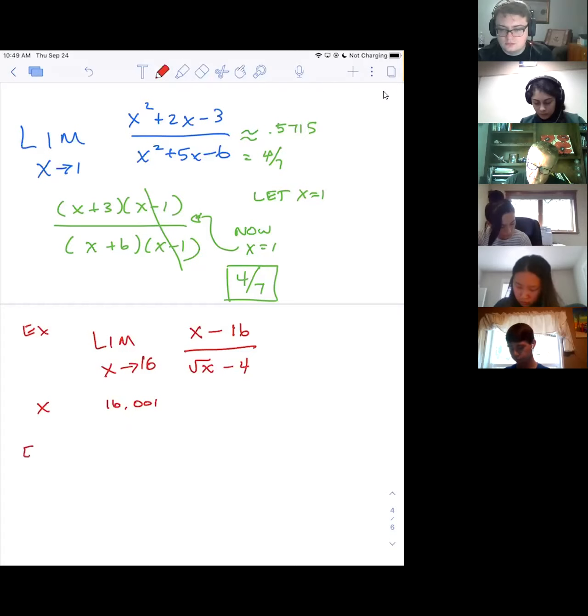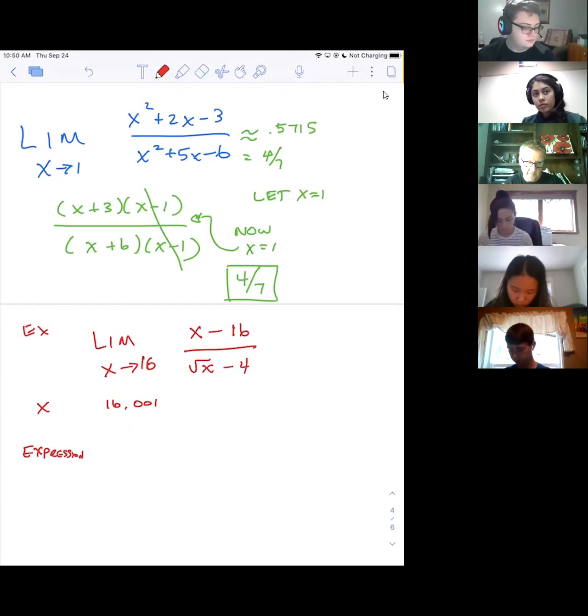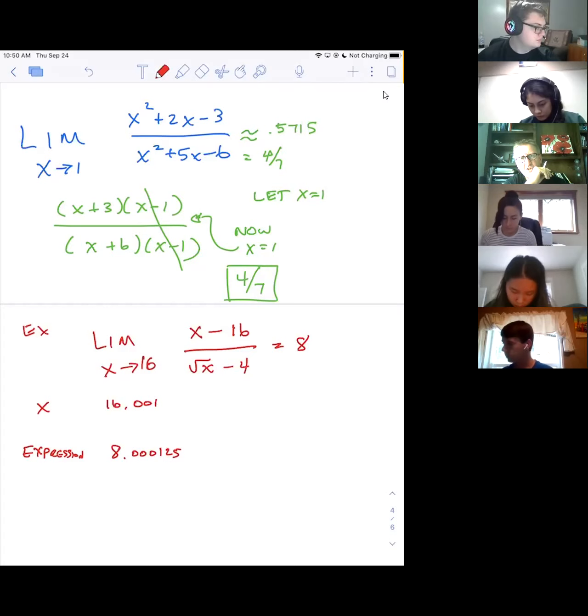And this time I'm going to write the expression. What do I get when I put 16.001 in? I'm just going to type it in this time: 16.001 minus 16 on the top, divided by the square root of 16.001 minus 4. When I did that, I got 8.000125. And so I'm already ready to conjecture the answer to this is 8. Do you agree with that? I'm not really sure, but I'm ready to conjecture that.